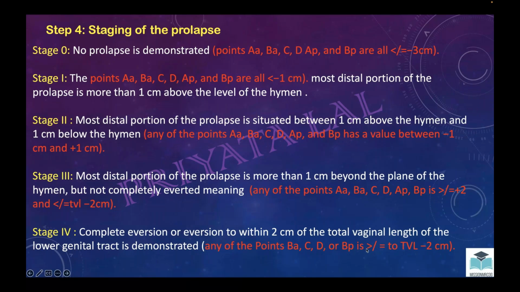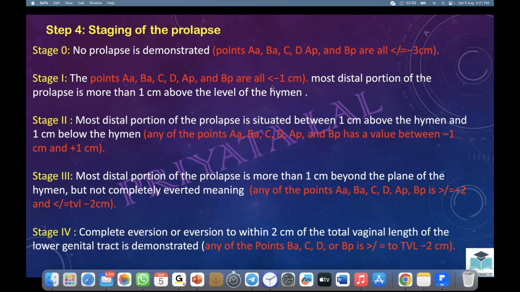So let me repeat it. In stage 0, all points will be less than or equal to -3. Stage 1, these points will be less than -1. Stage 2, the points will be in between -1 to +1. Stage 3, any of the points will be less than TVL minus 2. And in stage 4, these points like Ba, Bp, C and D will be more than or equal to TVL minus 2. So this is the staging. Staging is important because in the exam you have to do staging also.